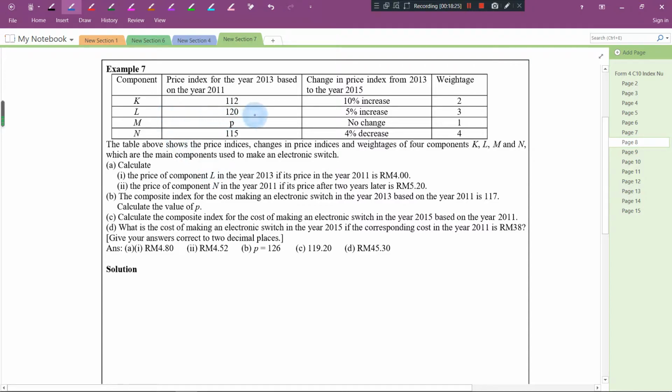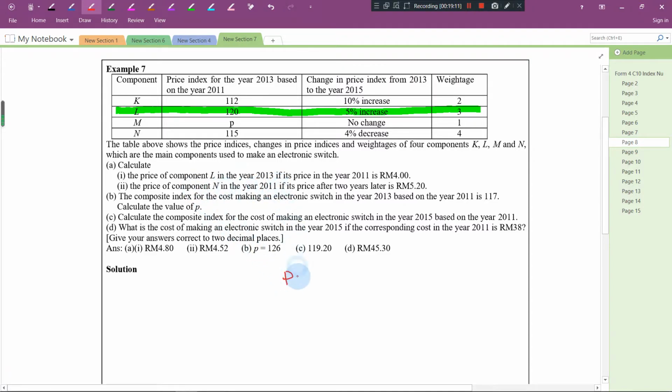Okay, now we focus on L. Focus here. In the year 2013, if its price in 2011 is equal to 4 ringgit. Okay, now 2013 and 2011, 120. It means that from 2011 to 2013, the price increases by 20%. Okay, so we want to find the price in 2013. This is the price in 2011. So you can do it this way.